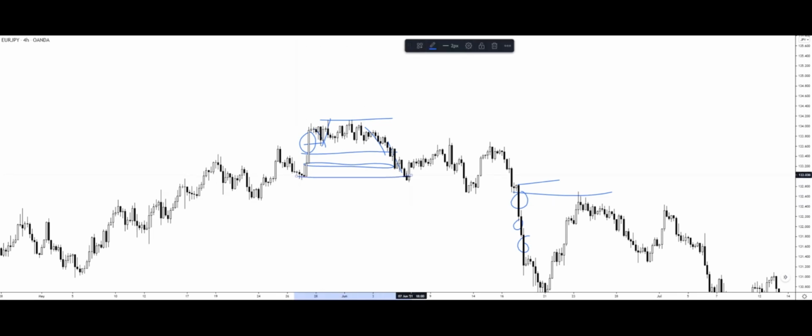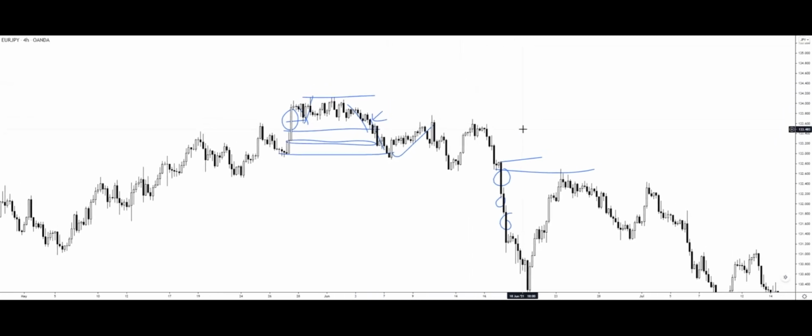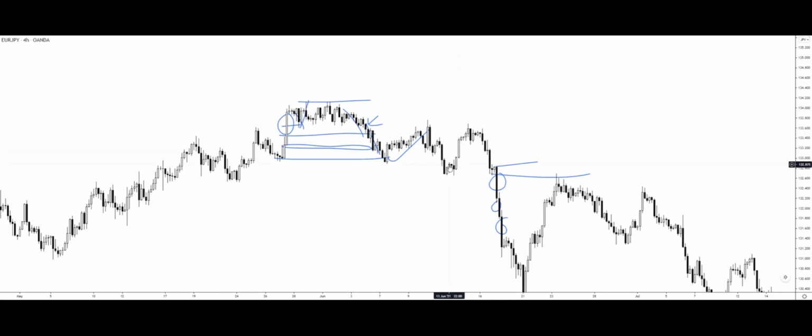As you can see, the structural low got violated, and we can switch to a bearish market, in which price mitigated this order block here, right? What makes this a valid order block? Again, imbalance in price here, okay? So it's always a three candle move you've got to look at. Imbalance there, imbalance there, imbalance here.